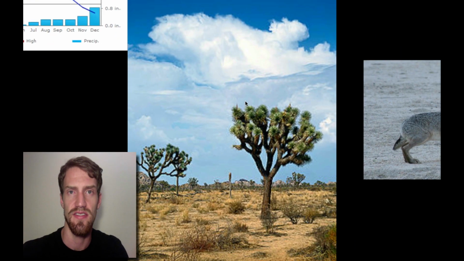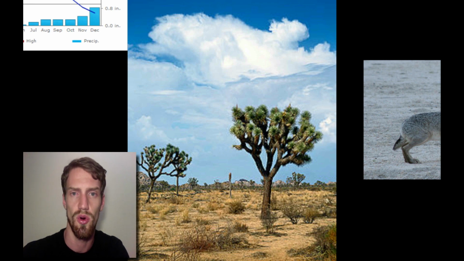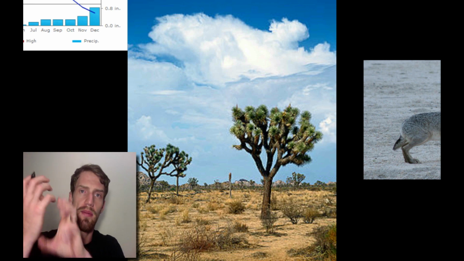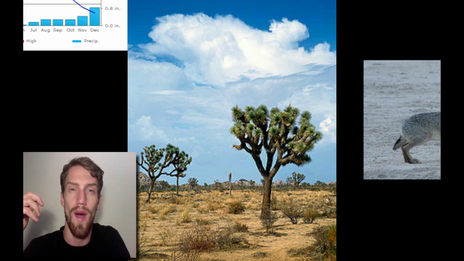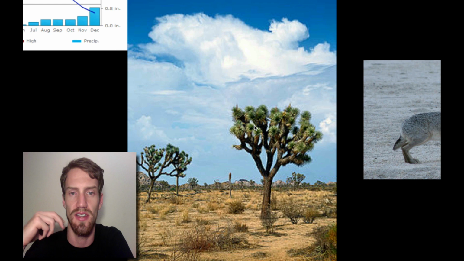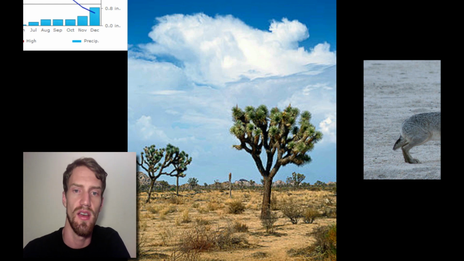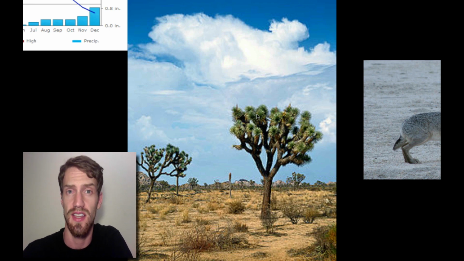Adaptations that plants have in the desert. These plants have the ability to store water, and they do that by wrapping their leaves in a thick cuticle of wax. That would be called a succulent plant. These Joshua trees here have very short, broad leaves that actually don't get rid of much water. So they lose very little water through their leaves.